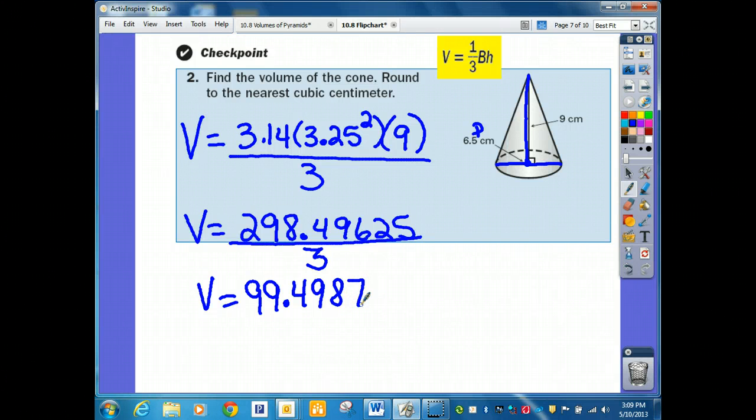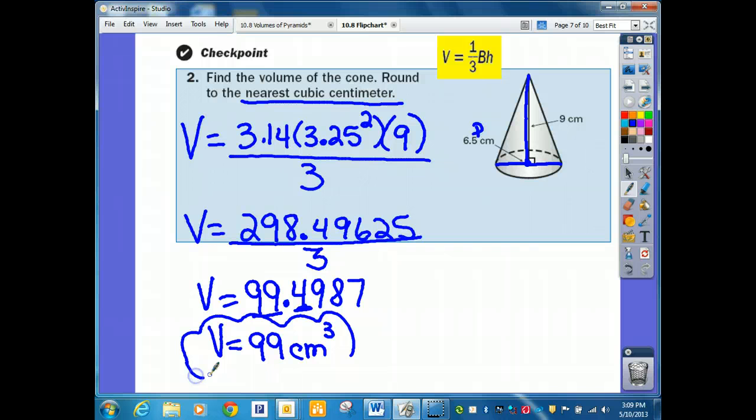Okay, good enough. What are they wanting it rounded to? To the nearest cubic centimeter. So now, like I told you for today's assignment, just for rounding purposes, is it going to be 99 or will it be 100? Just look at the one behind it. 99. Volume equals 99 centimeters cubed. Excellent.